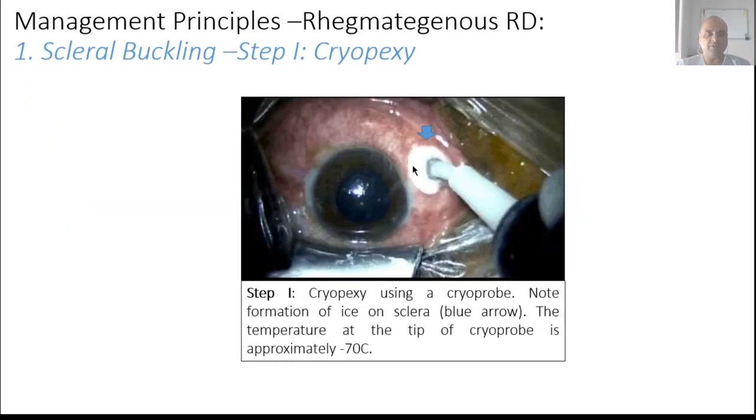This is how it would actually look. You see a little bit of ice forming on the sclera where the probe is acting, and this cold is transferred from the external part of the eye all the way down to the RPE, and that cold basically creates a cold burn, like a frostbite, in the eye to fuse the RPE to the underlying choroid.